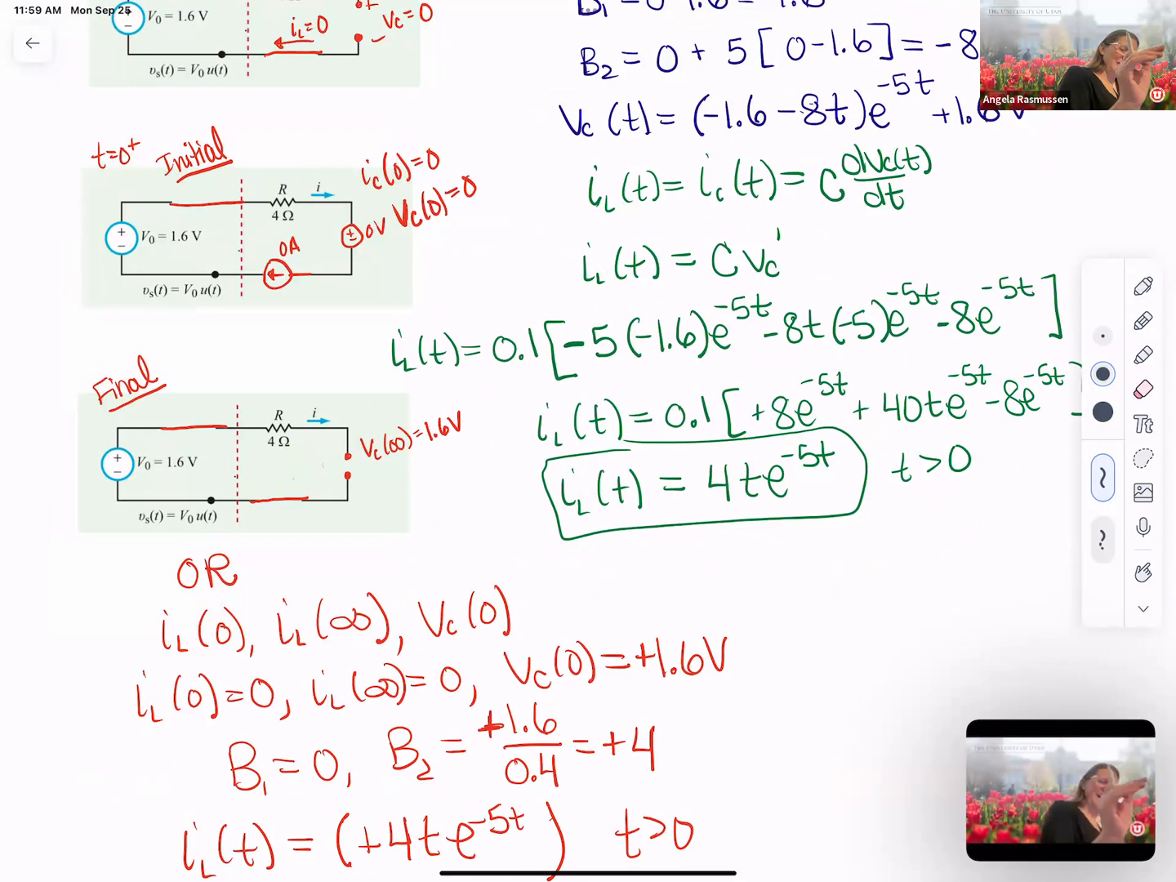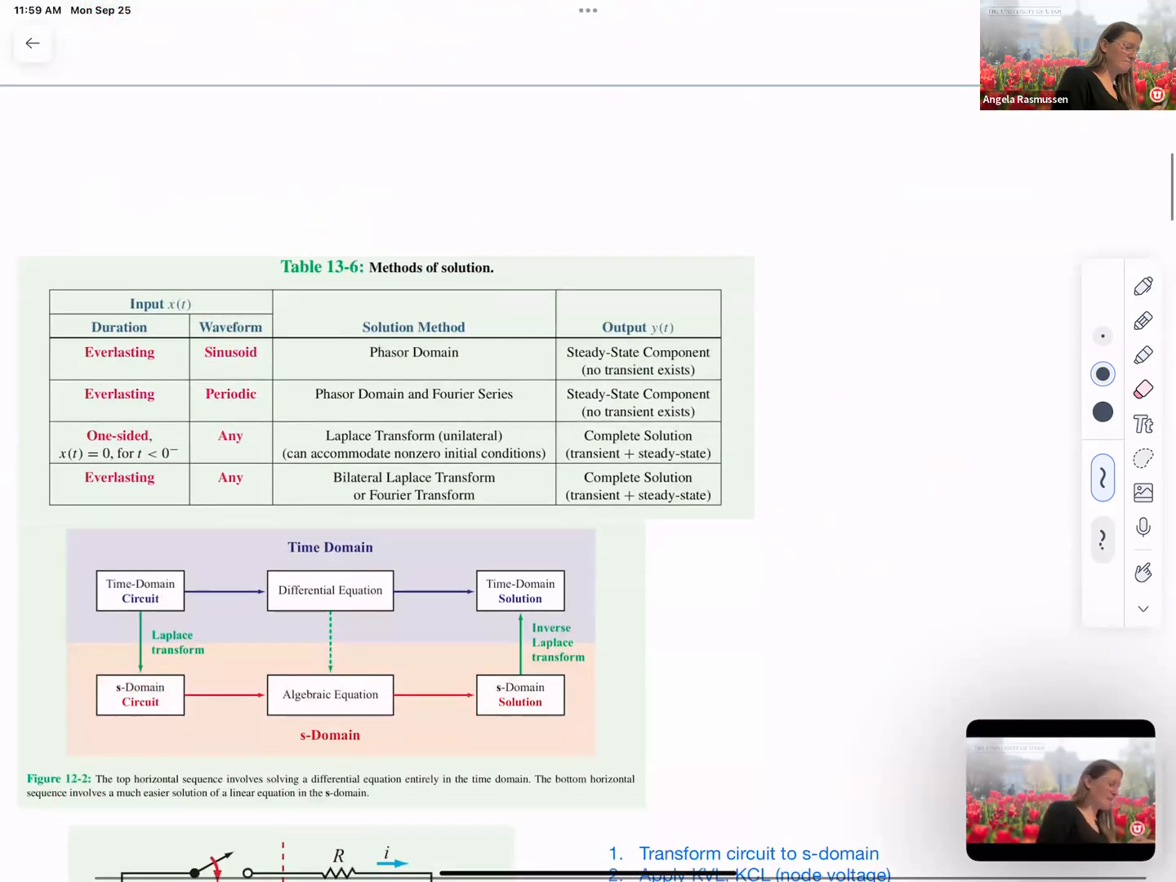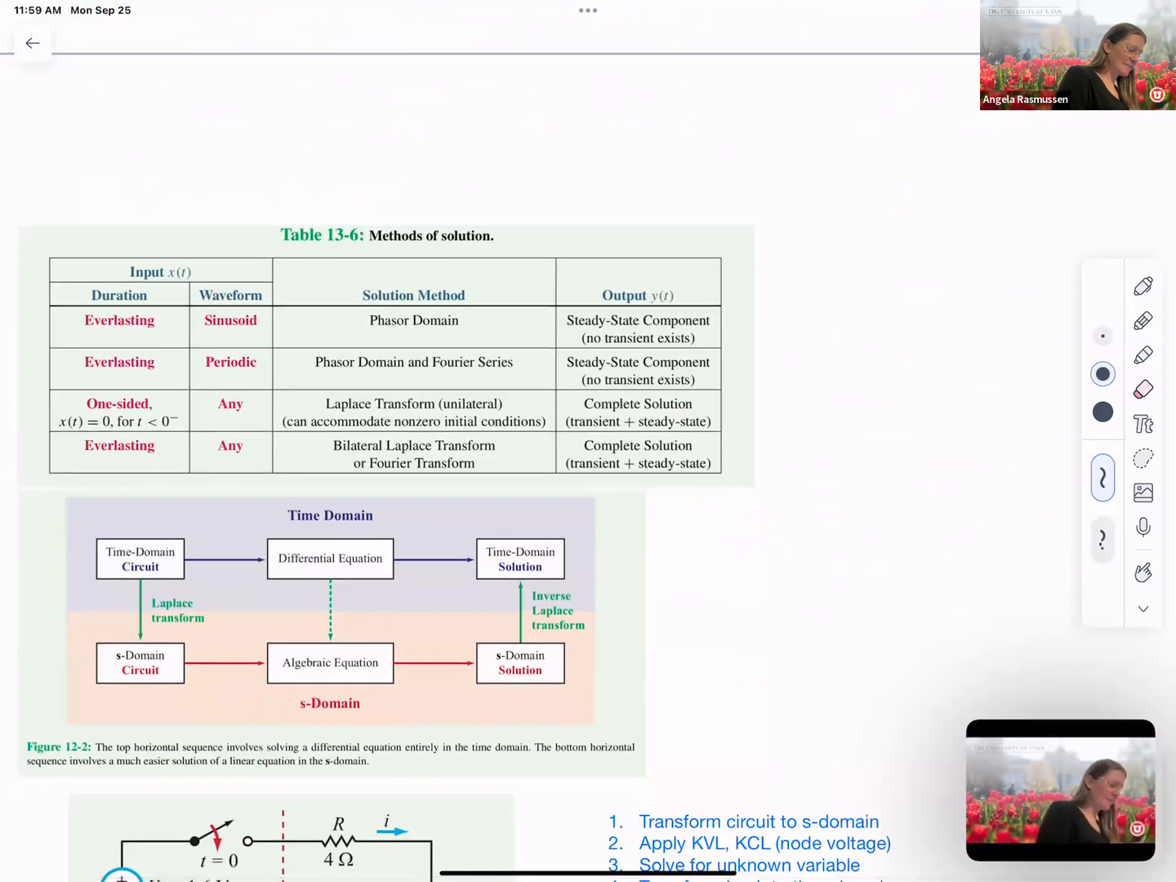Let's see. I'm a little lost for a second. They end up being the same equations for IL of t. And I'm going to have to come back to that because, for some reason, I can't see why VC of 0 is put as 1.6. So I'll have to come back to that one.